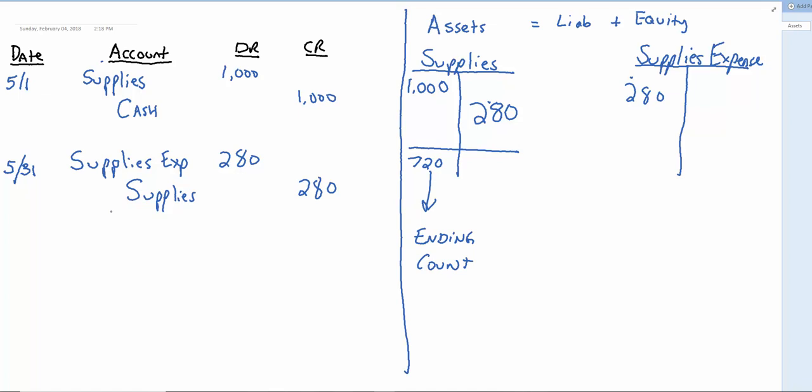So the issue you have is basically just recording your supplies when you buy them, or whatever asset you're talking about, rent, prepaid insurance, and then as you use it up, making an adjusting entry, taking it off the asset account and moving it into the expense account to show that you have consumed it or that you've used it up. That's the simple supplies adjusting entry.